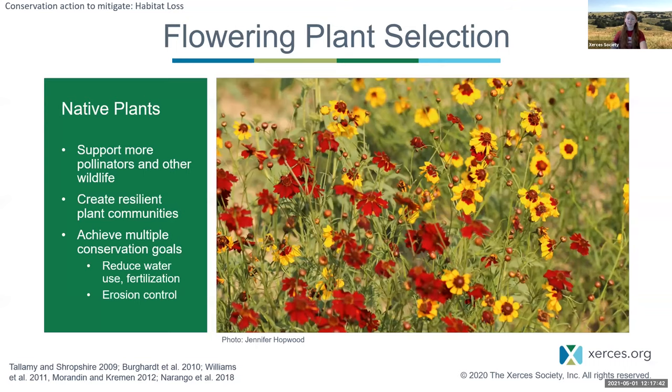And when it comes to flowering plant selections, you really want to focus on prioritizing those native plants, right? Because they already have the ecological relationships from this area. The insects are used to feeding on these plants. Those birds that eat the insects are already used to it. So you're just providing habitat for species that already exist in the area. And you can achieve multiple conservation goals, right? Less water, not a whole bunch of mowing for these. And those roots that we showed earlier are going to help stabilize your yard a little bit better.